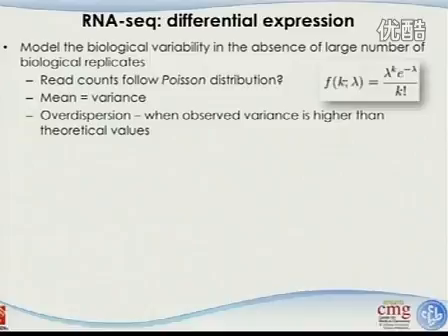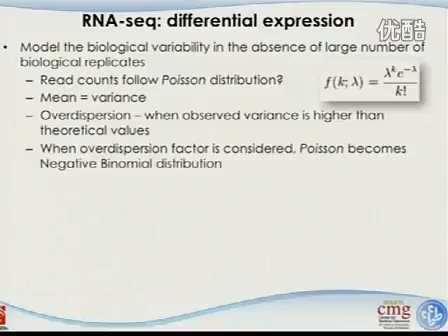Here is the theoretical variance. It's equal to the mean. But when people look at the real data, they found for the more highly expressed genes, the variance is higher than the mean. So this is called the over-dispersion. In order to fix this problem, when the over-dispersion factor is considered, the Poisson distribution can be generalized into another distribution called the negative binomial distribution.